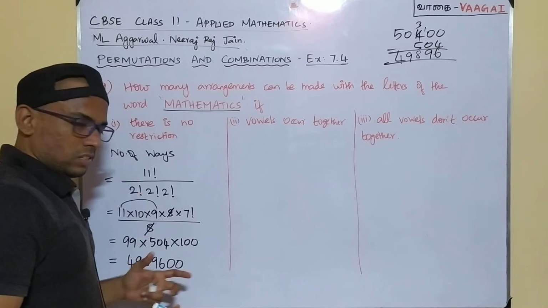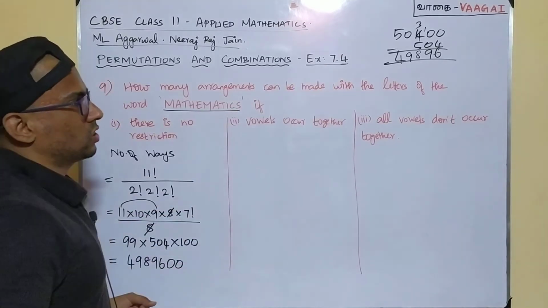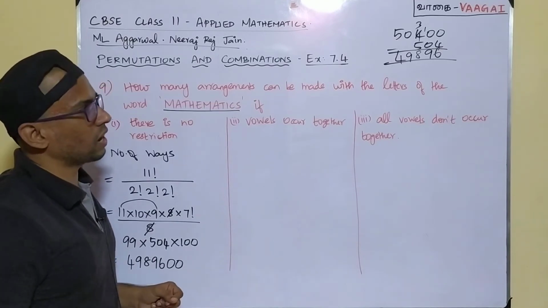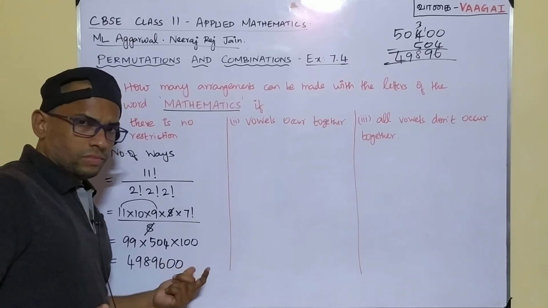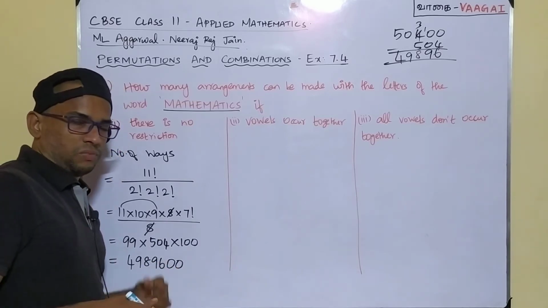So this is the way we can somewhat smartly multiply and get the answer. I think the calculation is also working well. So 498, 96 and 00. That's it. This is going to be the answer for your first subdivision.